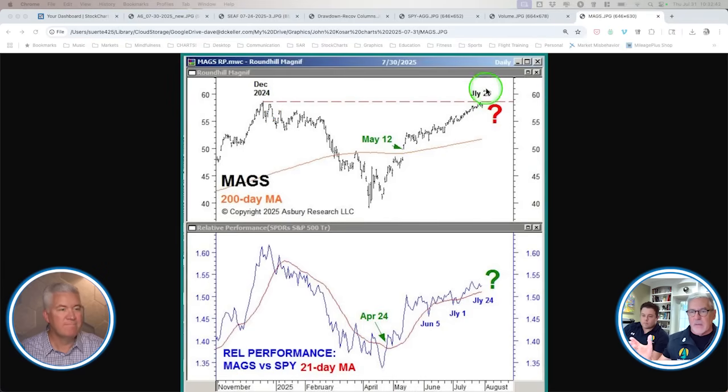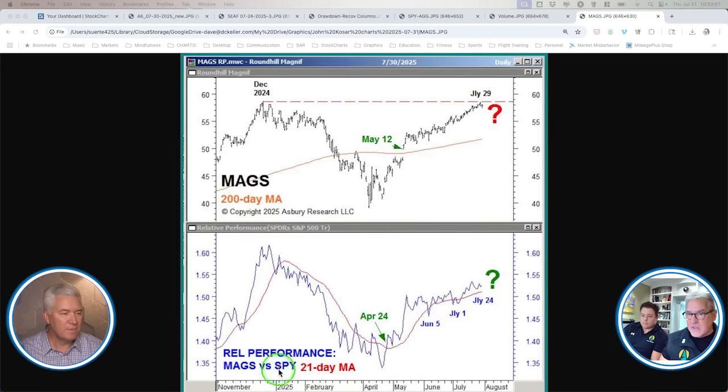So either we're going to make new highs here and probably attract some new buyers, or maybe if this starts to soften up, you might get some people that have been owning this since May and June who want to ring the cash register and take a little profit. So another inflection point. If you look at the bottom, that's MAGs versus SPY.